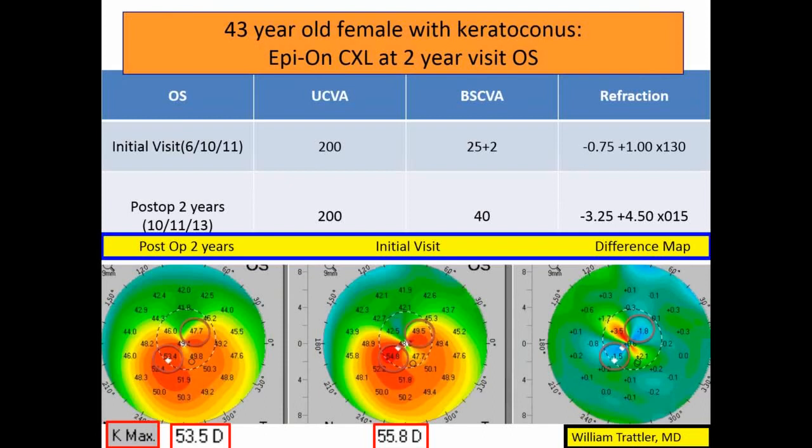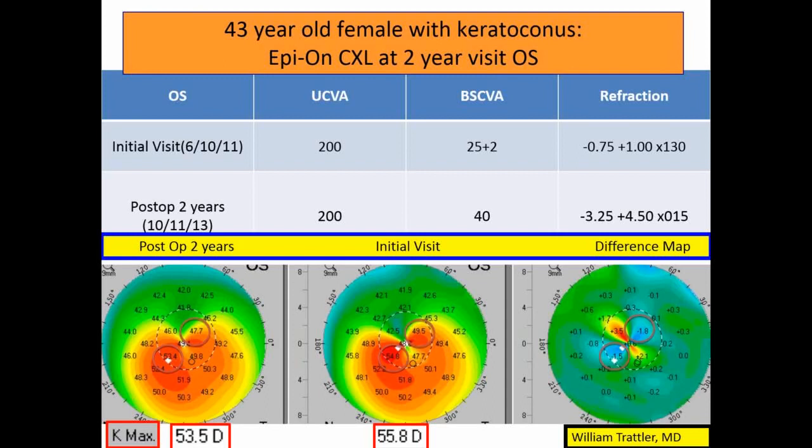All right, so here's another patient. Sorry, I hope that everyone's enjoying all these patients who had epi-on crosslinking, and this is their 2-year visit. You can see that the patient changed from 55.8 to 53.5, so it was a flattening of 2.3 diopters. However, the best corrected visual acuity went from 20/25 plus 2 to 20/40.